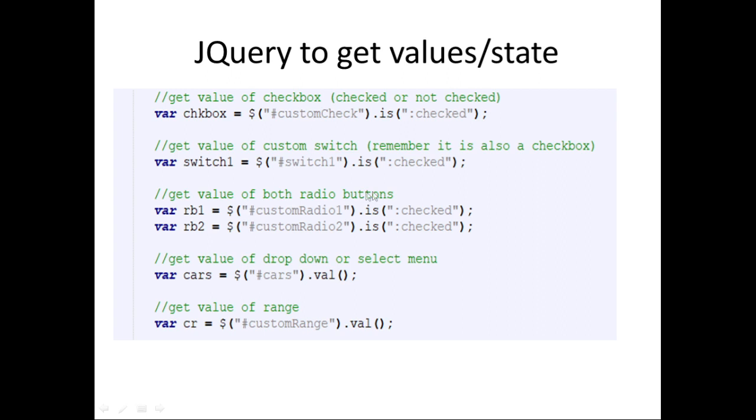And the same is true with the radio buttons. We can use the is checked, so that if it is checked, then we can now get the value. To get the value, we just use that val. But first, we should determine if it is checked or not before we get the value. And then for the drop down menu or select menu, we use that val, just like an ordinary input box. And also for a range, we also use that val.